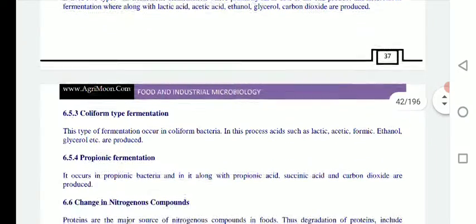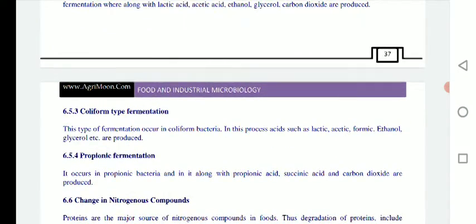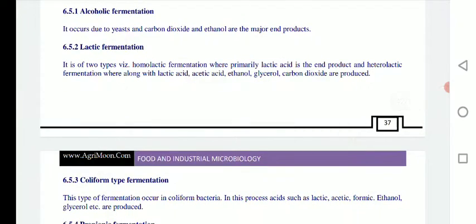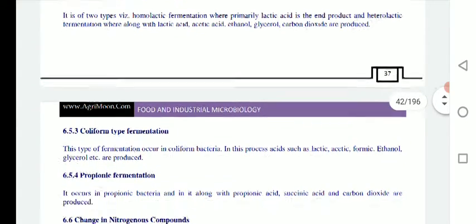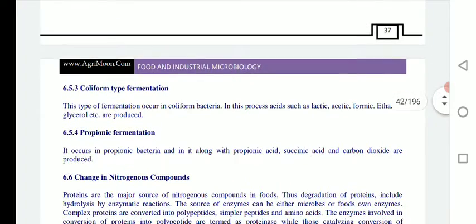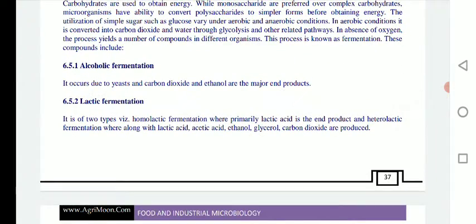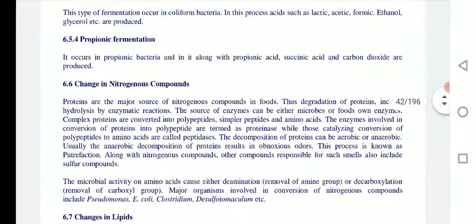Then different types of fermentations are given here. For example, alcoholic fermentation, lactic acid fermentation, coliform fermentation, then propionic acid fermentation. So all these fermentations are carried out by microorganisms. And as far as quality of food is concerned, these are not good for our health, and these fermentations alter the taste as well as flavor of normal food.